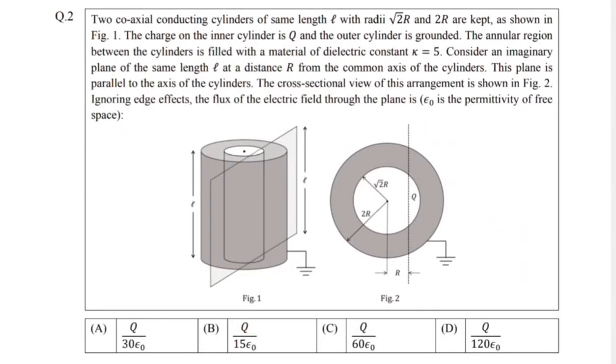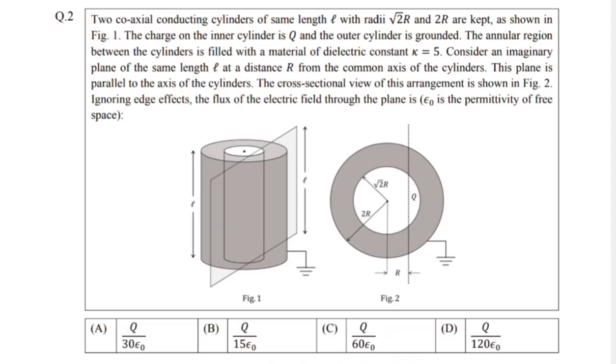So we are dealing with the second problem over here of paper 2 JEE Advanced 2025, and the problem is stating two coaxial conducting cylinders of length L with radii root 2r and 2r are kept as shown in the diagram. The charge on the inner cylinder is Q and the outer cylinder is grounded. The annular region between the cylinders is filled with a material of dielectric constant 5.